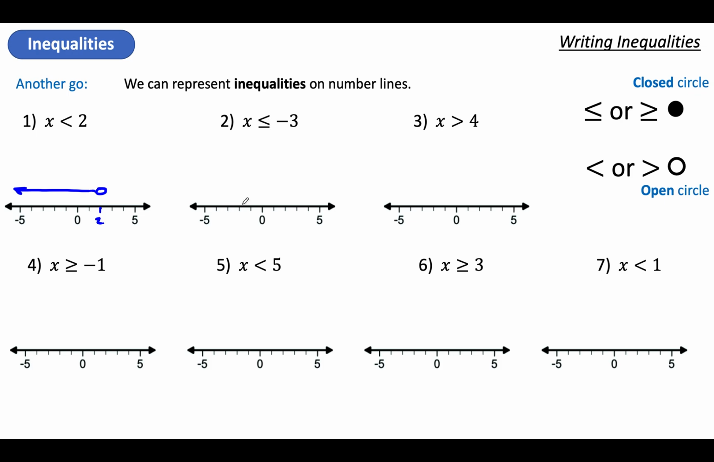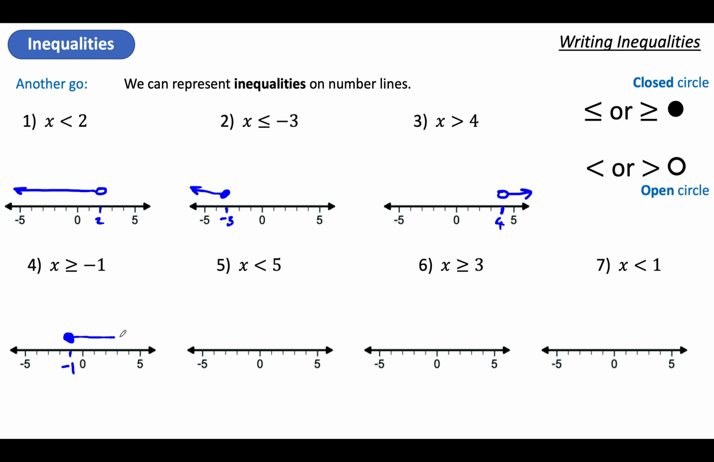x is less than or equal to -3. So identify -3. Put the appropriate circle, which should be filled in, and it's less than, so we go to the left. x is greater than 4, so let's find where 4 is. Let's put the appropriate circle. It's just greater than, so there's no equals to, so you put an open circle. And it's bigger than 4, so we go an arrow to the right. x is greater than or equal to -1, so let's find -1. Put the appropriate circle. Now this circle should be filled in.